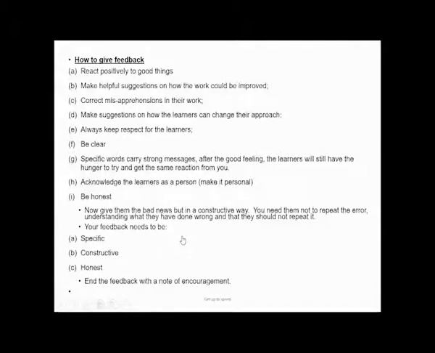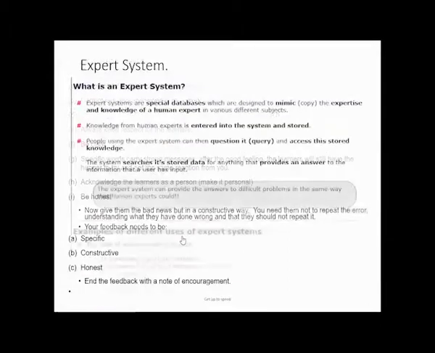Be positive. And when you give feedback, be clear, be honest, okay? Be constructive, be specific. What are you trying to tell the child? Acknowledge the learner as a person, not as a failure, okay? Specific words carry specific messages. So don't make the learner feel inferior. Encourage a child. These are some of the ways to give feedback. So whenever you give tests, tasks, everything, give feedback to learners.